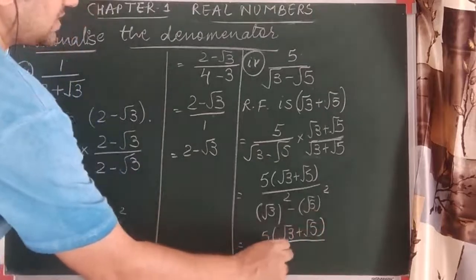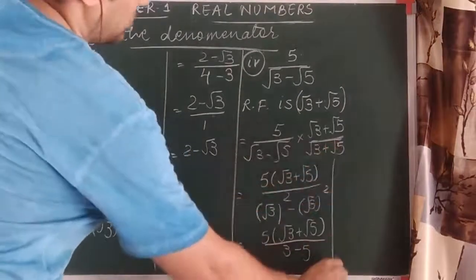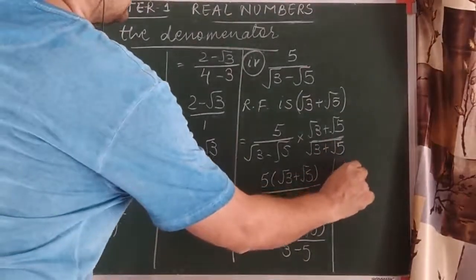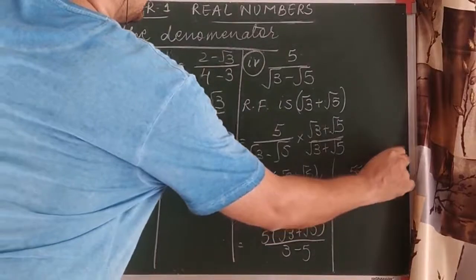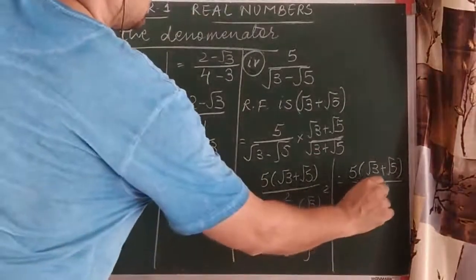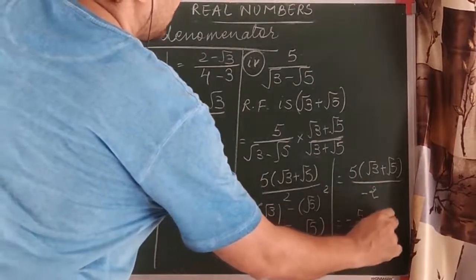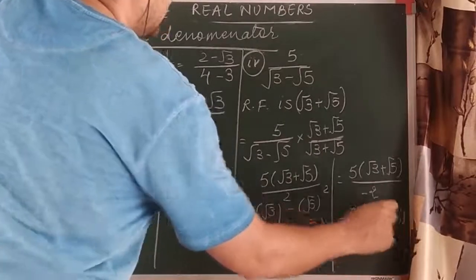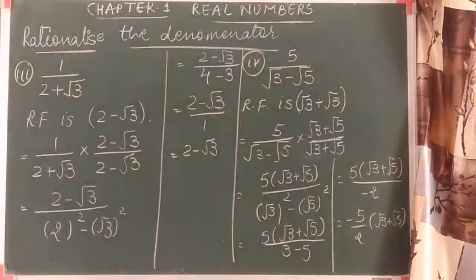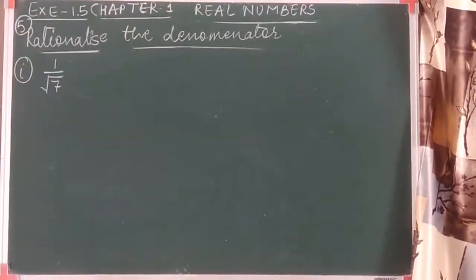The square of root 3 is 3 and the square of root 5 is 5. So when I continue, this 5 as it is, root 3 plus root 5 as it is, and look at the denominator. 3 minus 5, that is minus 2. So this can be written as minus 5 upon 2, root 3 plus root 5. You observe the denominator has become rational. So this is how the sum is supposed to be done when there are two terms in the denominator. Thank you.